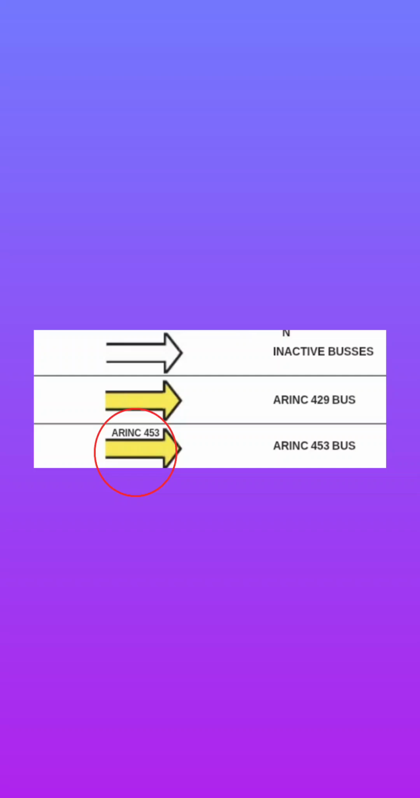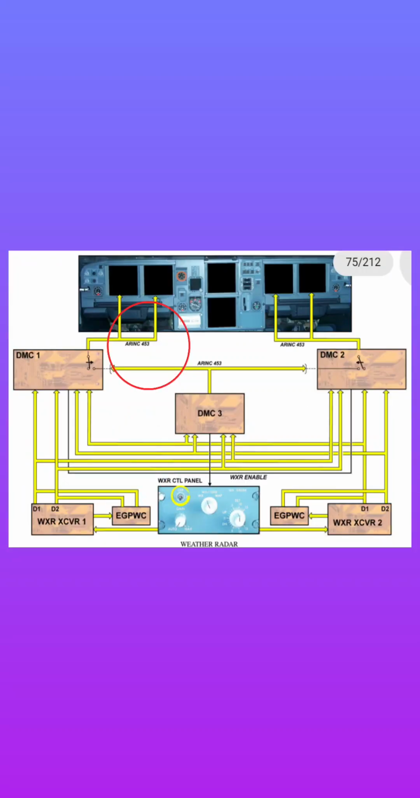ARINC 453 is another type of high speed data bus, basically used for transmitting high bandwidth data like weather radar and terrain ground proximity warning map information. This is used to generate graphical data from the weather radar transceiver and the enhanced ground proximity warning computer to the display management computer for presentation on the cockpit navigation display.